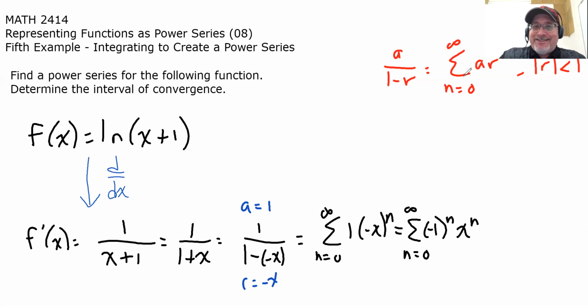But this is not the function whose series we were looking for. This is the series for the derivative of the function. We want to know what this guy's series is.